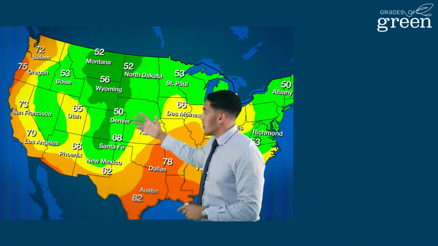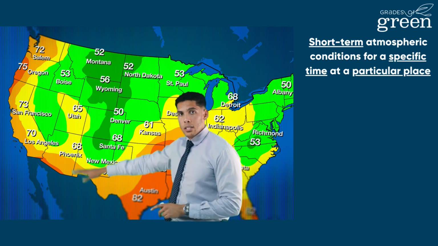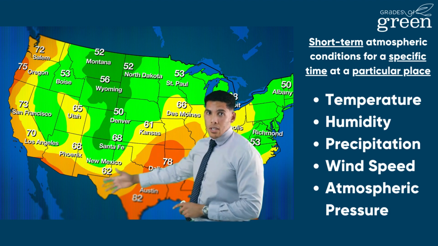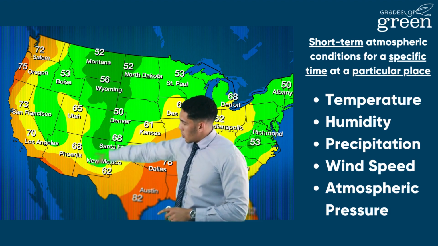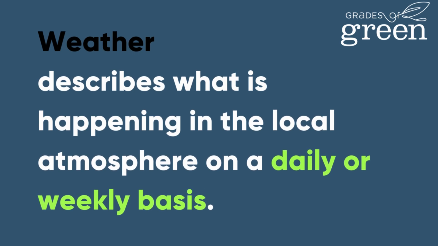When you hear about weather on the news, your local meteorologist is talking about short-term atmospheric conditions for a specific time at a particular place. This may include temperature, humidity, precipitation, wind speed, and atmospheric pressure measurements, just to name a few. Put simply, weather describes what is happening in the local atmosphere on a daily or weekly basis.